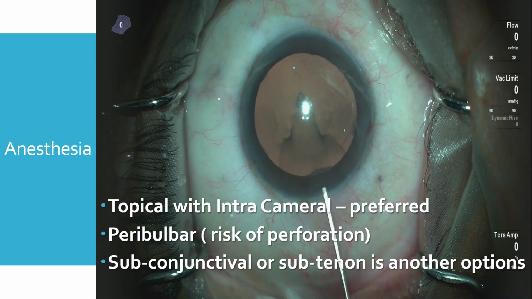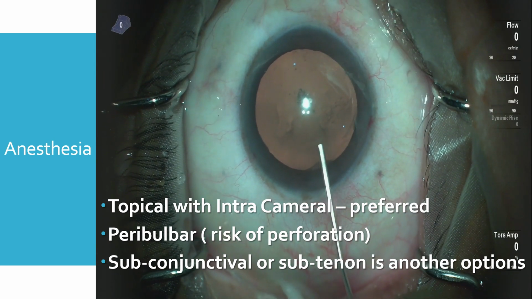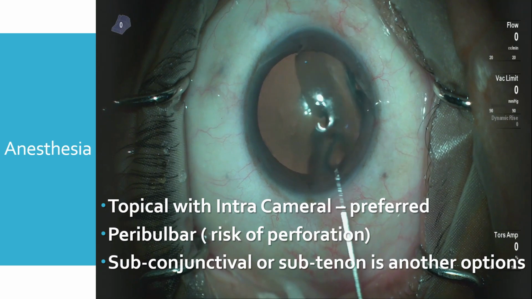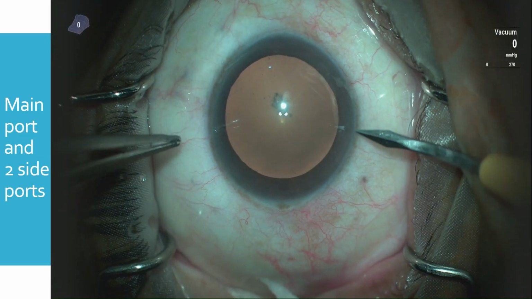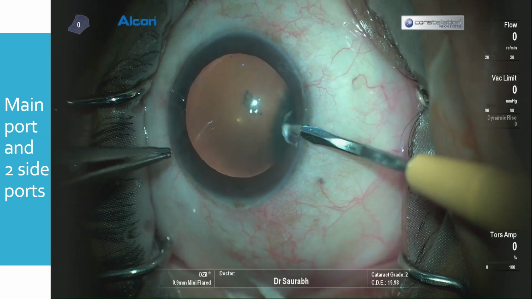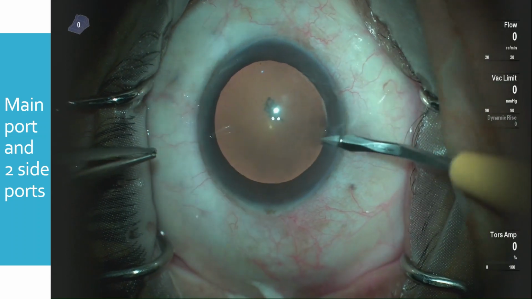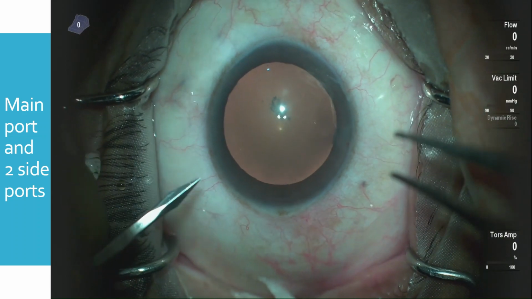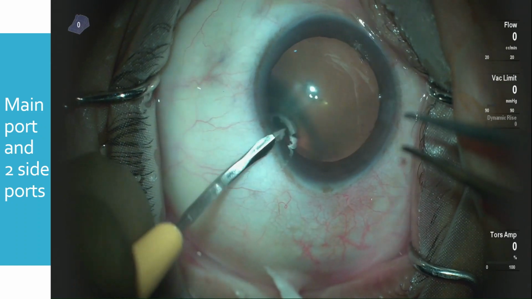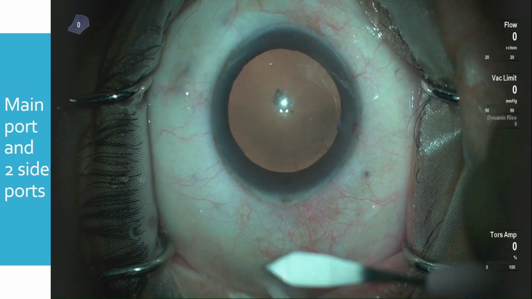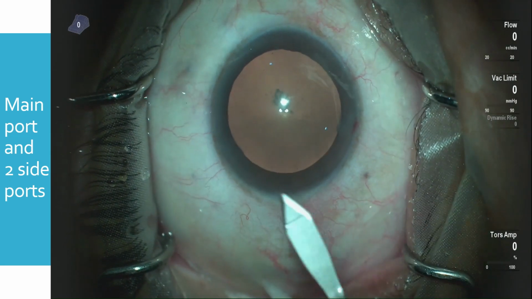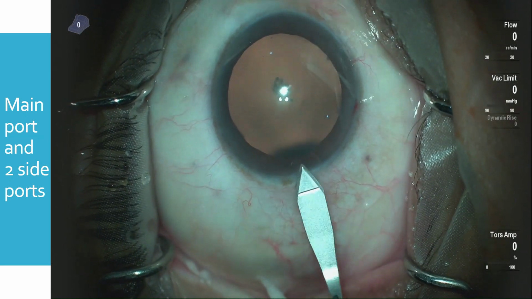Surgery is done under topical anesthesia. I usually avoid peribulbar injections as there is a risk of perforation. This is a 52 year old male patient with nuclear cataract and posterior subcapsular cataract. I start with making 2 side ports and 1 main port incision. Surgery is not going to be difficult or different, but to avoid any surprises, we must do some things differently.